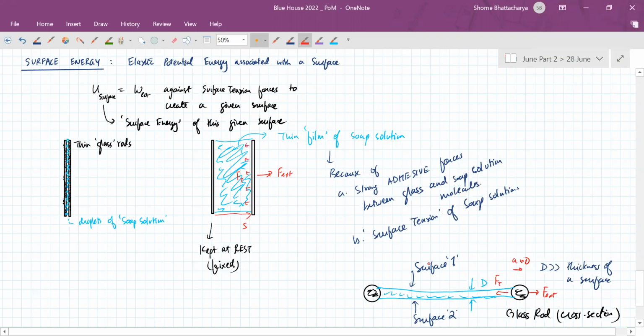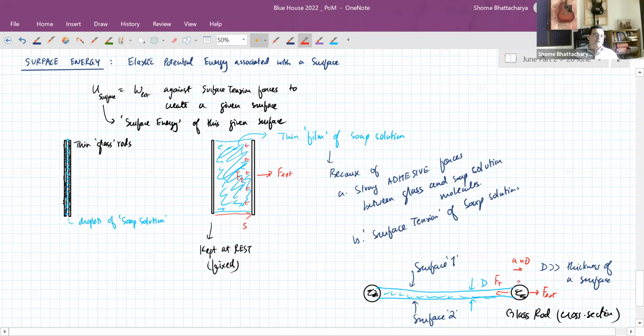Sir, can you please explain that last part again in which you wrote surface 1 and surface 2? Yeah, see, basically what I'm trying to explain is that the thickness of this film, capital D, is very large compared to the thickness of a surface. So at a magnified level, when we look at the film of liquid, we have to visualize it like a plate of soap solution.